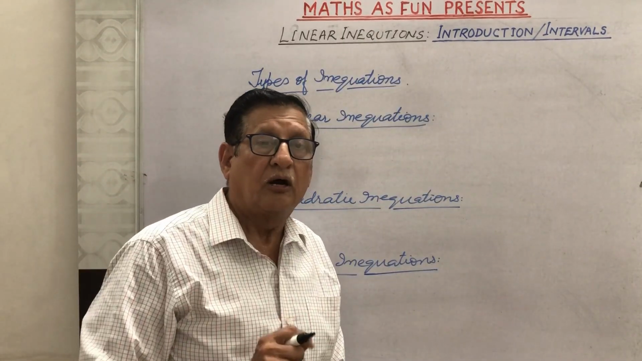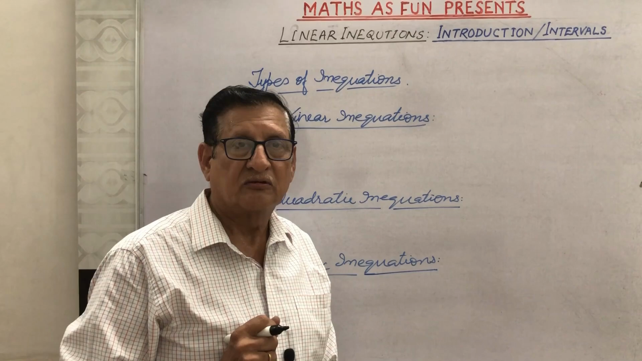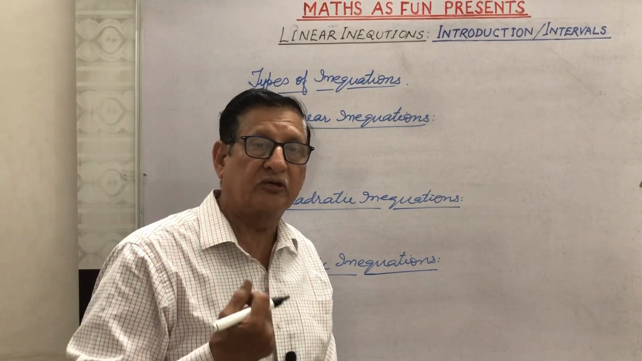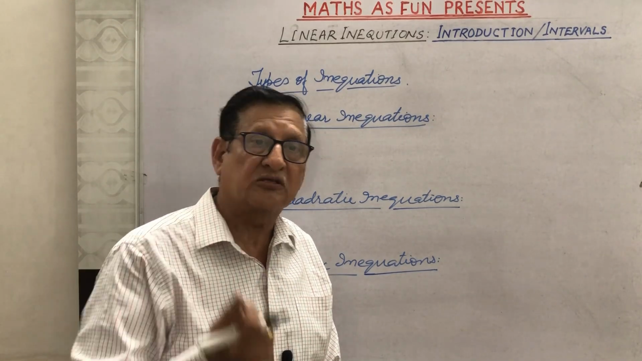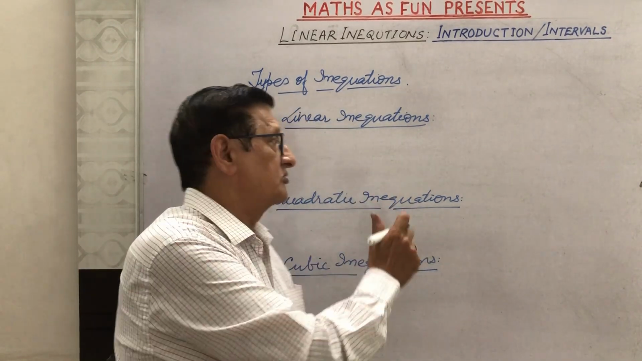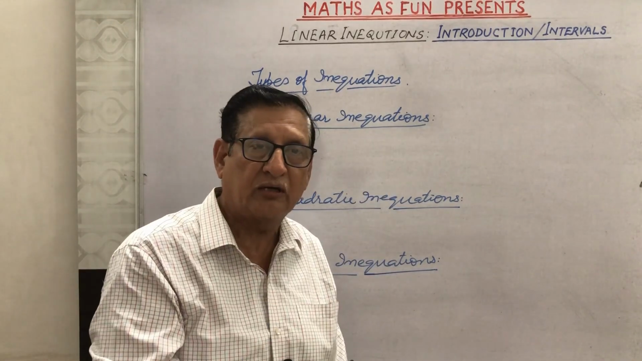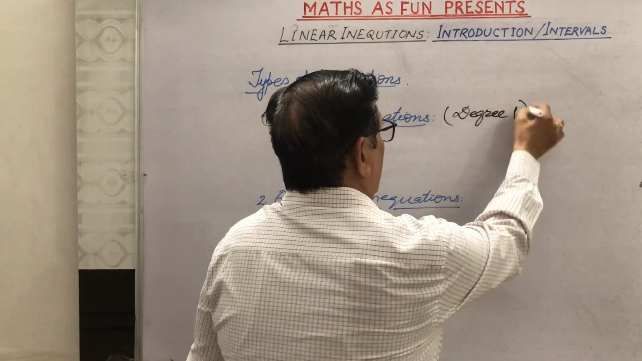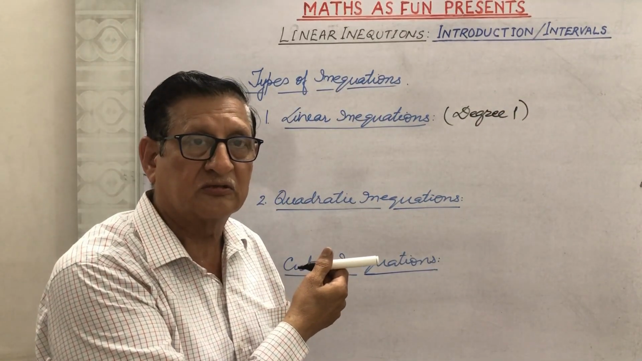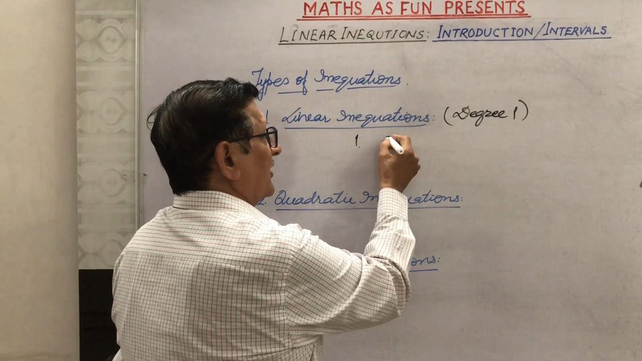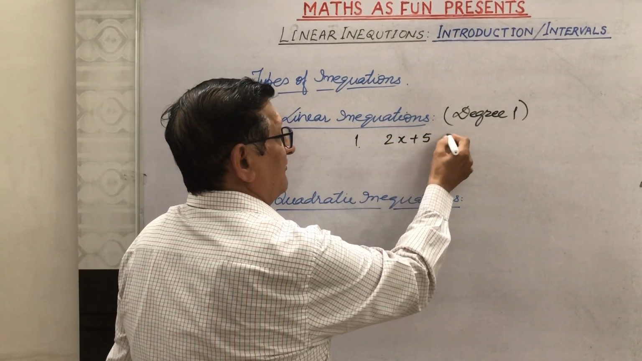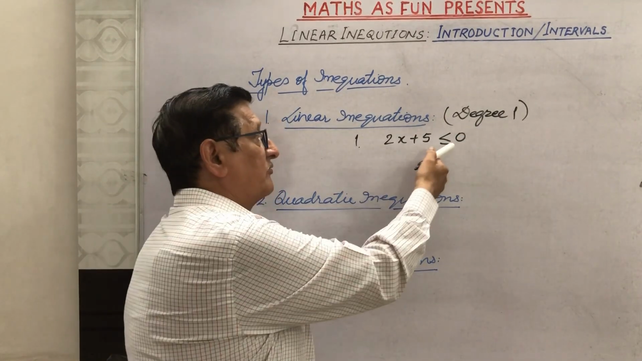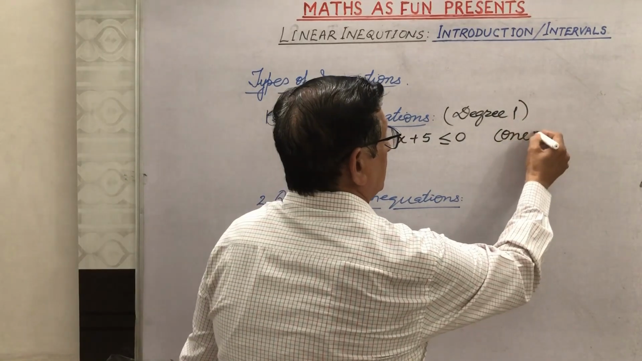Let's discuss now the types of inequations. Like equations, we had the types of equations: linear equations, quadratic equations, cubic equations, and so on. The same is here. Inequations are also linear inequations, that is of degree 1. The inequations of degree 1 are known as linear inequations. For example, suppose we have 2x plus 5 is less than equal to 0. This is a linear inequation in one variable.